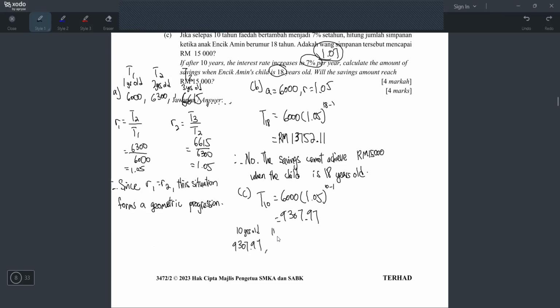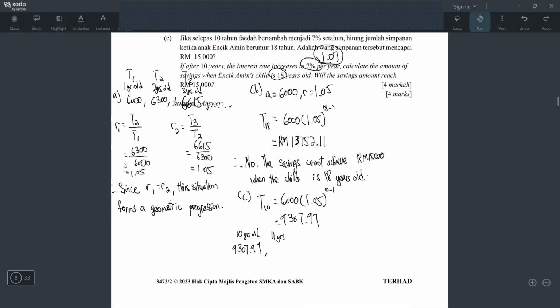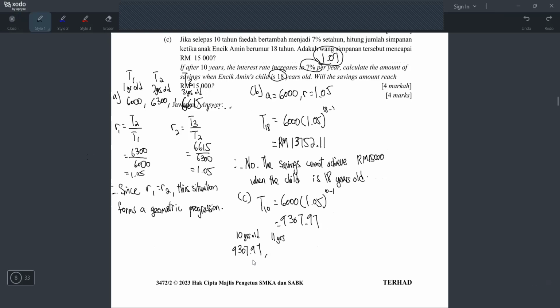But guess what? When he's 11 years old, it's no longer the same percentage rate. It will be 7% because after 10 years, the percentage increased to 7%, right? So the fastest way to calculate the 11 years' savings is by taking this value times 107%. So I'll straight away take this one times 1.07, right? So let me press in my calculator and see what I get. 9959.53. Okay, 9959.53. And that will be the 11 years' savings.